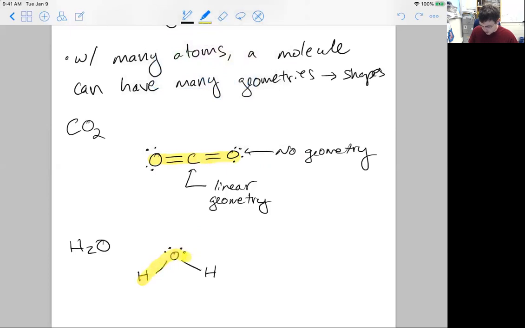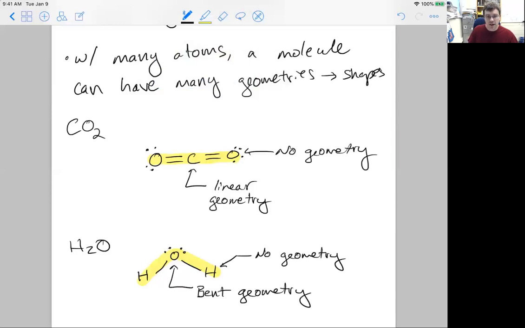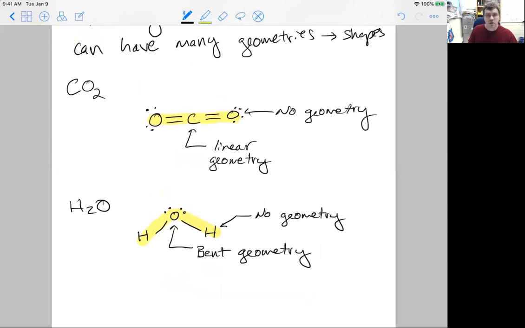So for water, as we go from H to O to H, we can't say that that's a linear geometry. Instead, focusing only on the atom that has at least 2 other atoms attached to it, we say the oxygen atom has a bent geometry. Now, similar to the previous example when we were looking at oxygen atoms, any atom in the molecule that doesn't have more than one other atom attached to it, we say has no geometry. Okay, so we've covered 2 different types of molecular geometry. Officially, we call them the linear geometry and the bent geometry.